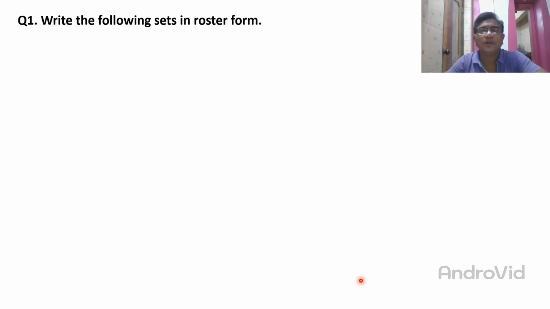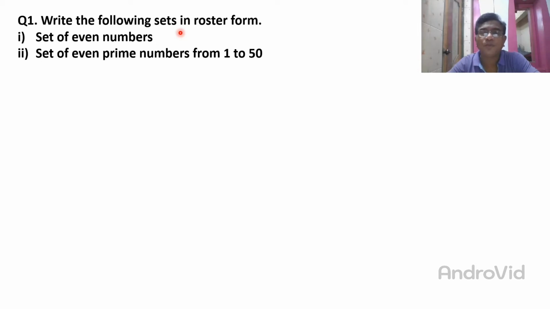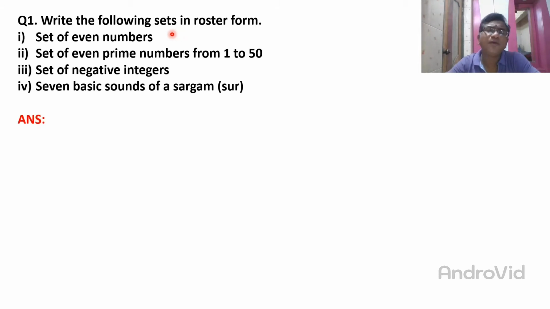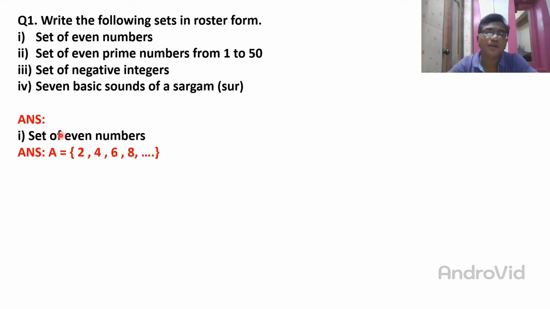In Practice Set 1.1, this is the first question which you see on the screen. Write the following sets in the roster form. So I first write the question here, which is the first set: the set of even numbers. So what does even number mean? Even numbers mean 2, 4, 6, 8, and so on.